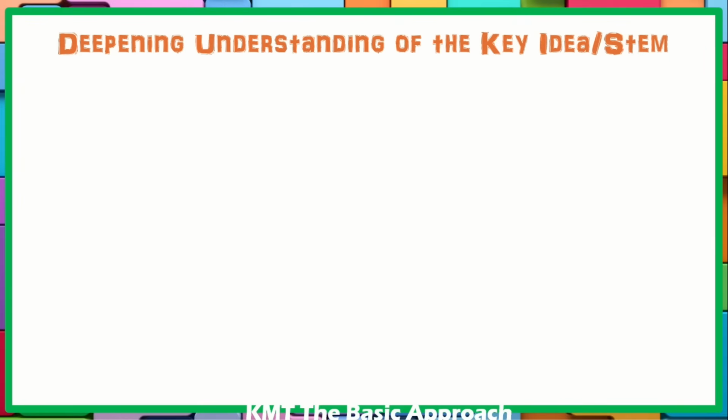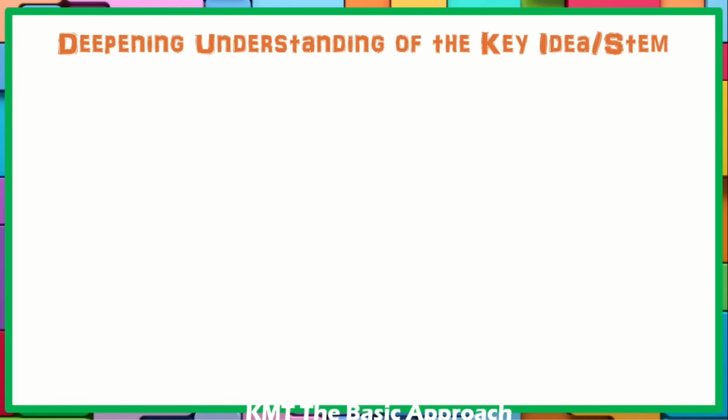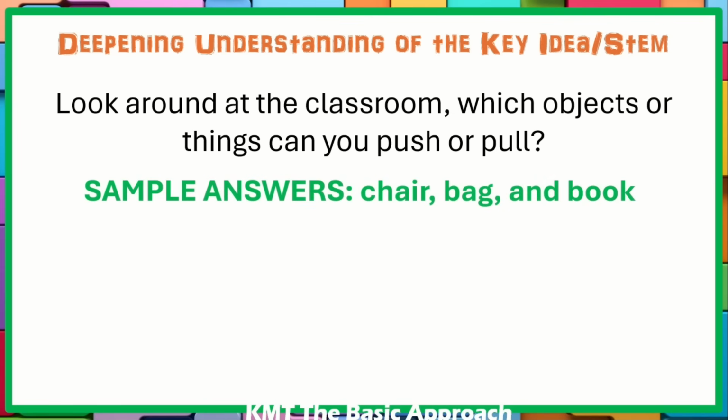Deepening understanding of the key idea or STEM. Think about heavy objects that you push or pulled. Can you describe how you felt moving these things? Look around at the classroom. Which objects or things can you push or pull? Here are the sample answers: chair, bag, and book.